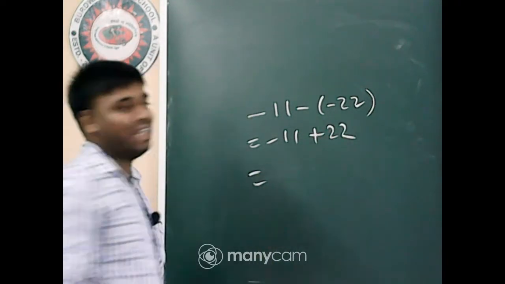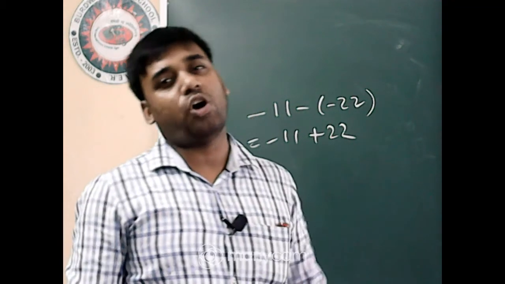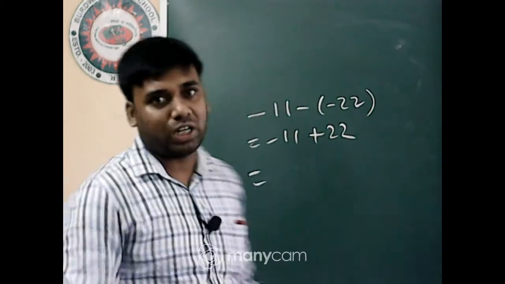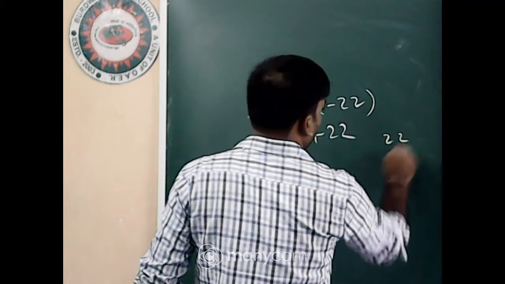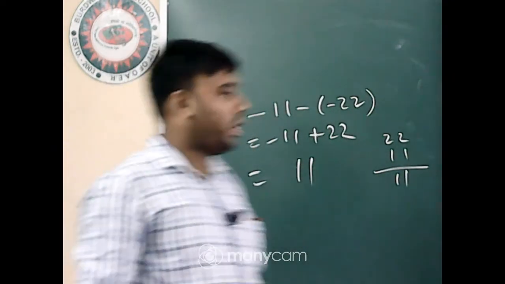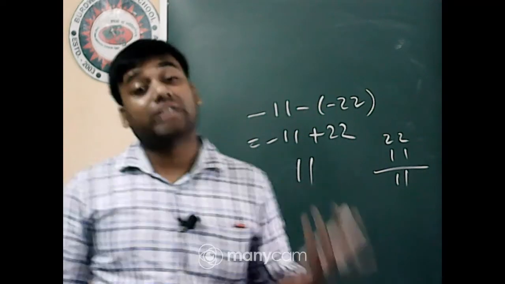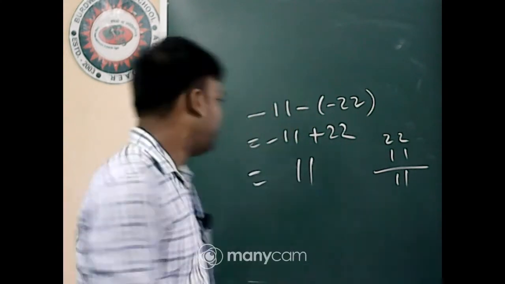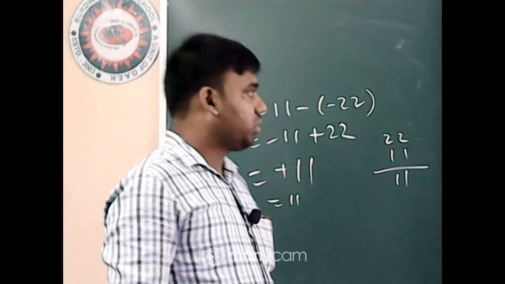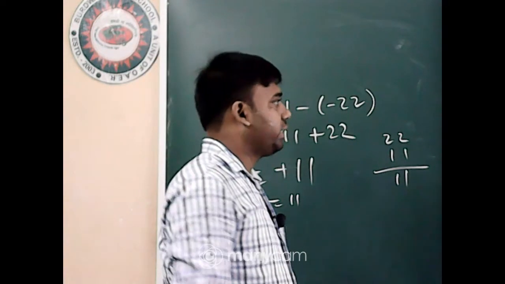Now 11 and 22, sign of 11 is minus, sign of 22 is plus. So both are in the opposite sign. Opposite sign means subtraction. Which one is greater? 22. Which one is smaller? 11. So subtract 11 from 22, that is 11. Now what will be the sign? 22 is greater, sign of 22 is plus. So the answer is plus 11. Got it? Yes Vinayak, you have also written minus 11.